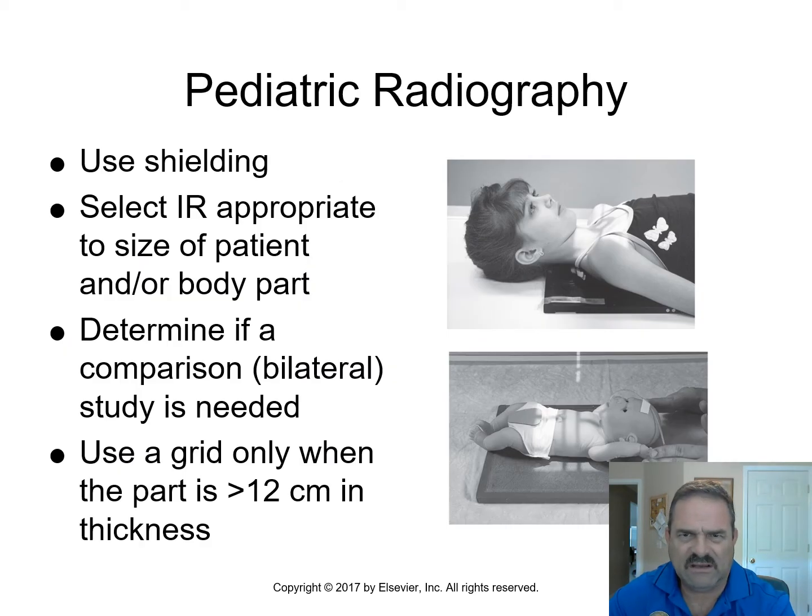All right, so pediatric radiography. Using shielding is very, very important. Select the IR appropriate for the size of the patient and/or body part. Determine a comparison or a bilateral study, see if that's needed. And also use a grid only when the part is greater than 12 centimeters in thickness. Okay, so you're using grids for greater than 12 centimeters.